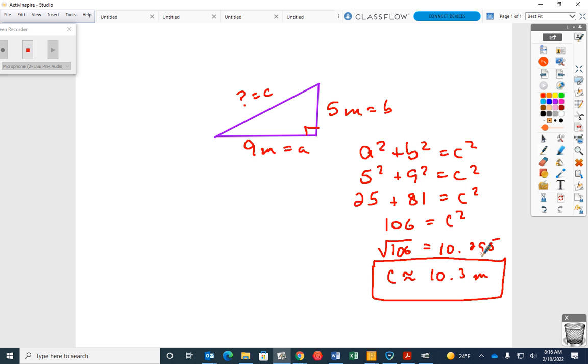Okay, do we understand how to find C? That's easy, right? Yes. Everybody understand C? Raise your hand if you don't understand C.